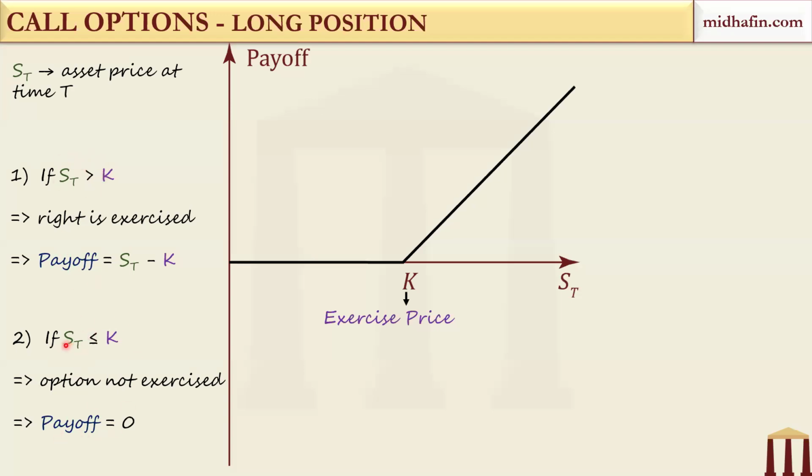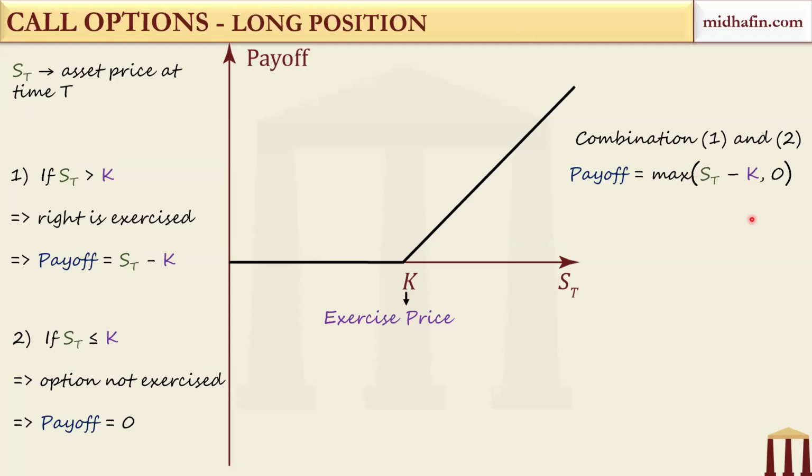Now, mathematically, if I want to combine statement 1 and statement 2, the payoff structure along with these inequalities, and put them together in a single statement, we can do this using the max function. Payoff is equal to max(ST minus K, 0).